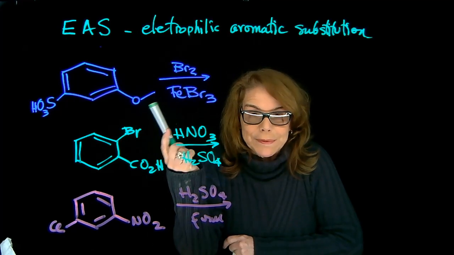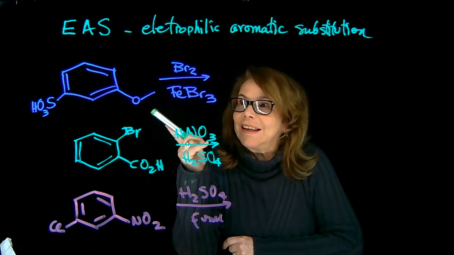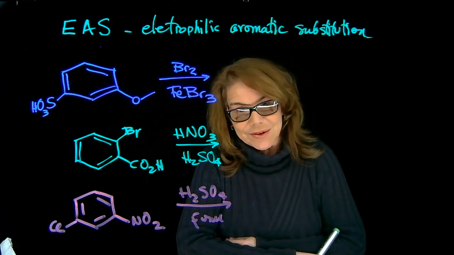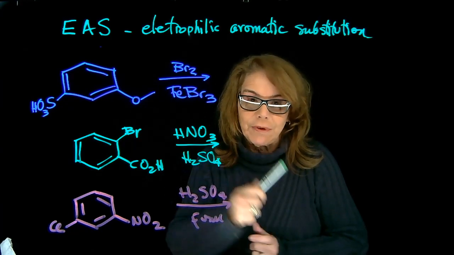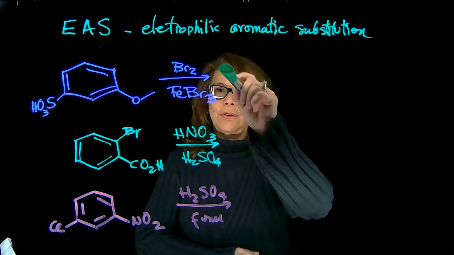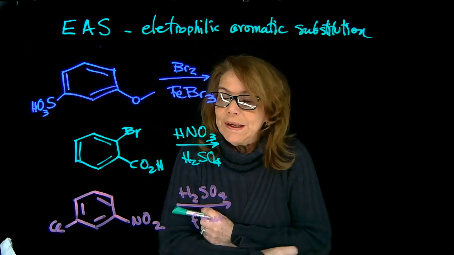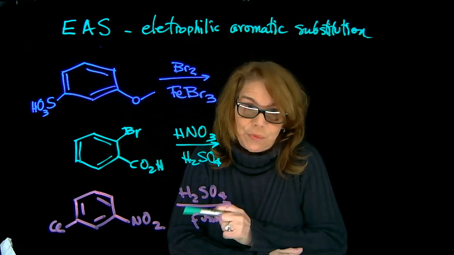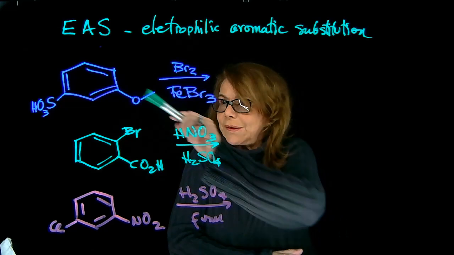Let's solve these problems. The idea here is predict products. These are electrophilic aromatic substitution reactions. So your first step would be recognizing what is the reagent and what is it doing. The first reagent here is bromine and iron tribromide. So this is a bromination, and you will be installing a bromine here.